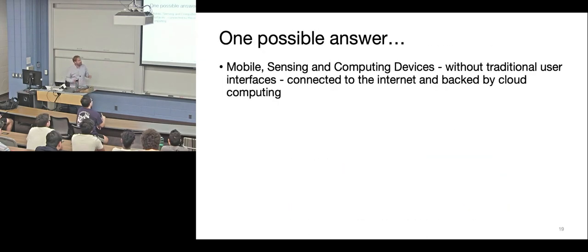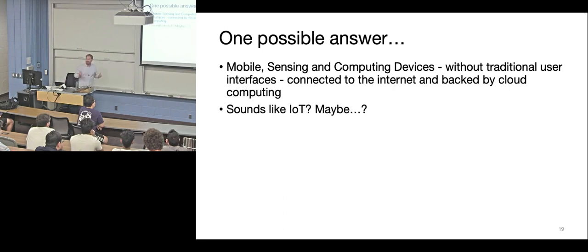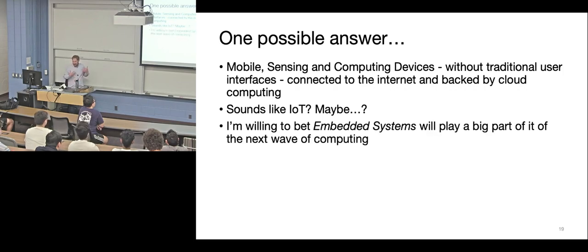So here's some possible answers. I'm going to argue it's probably something mobile, sensing, computing devices without a traditional interface, connected to the internet and backed by the cloud. So that's probably in the space we're talking about. To me, that sounds like IoT, okay? And I'm willing to bet that embedded systems is the core of that. That's what I'm going to argue, that the next class of computers is not necessarily something with a screen and a monitor. Maybe it's VR glasses, I don't know. But it certainly sounds like these IoT devices that we keep on buying every day, like Google Home, Alexa, Nest thermostat, those sorts of things.